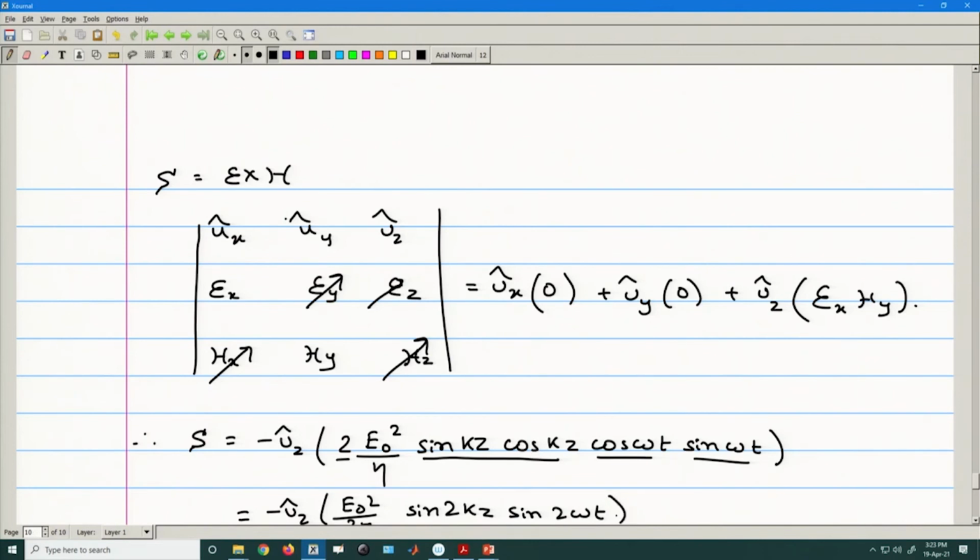Okay. So S is minus u of z E naught square by 2 eta sine of 2 kz sine of 2 omega t. We will denote this expression as equation number 7.